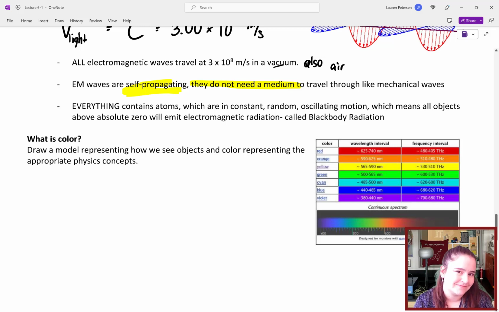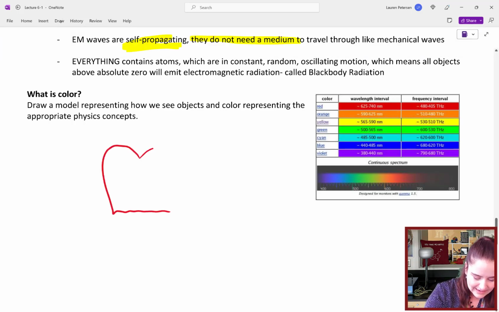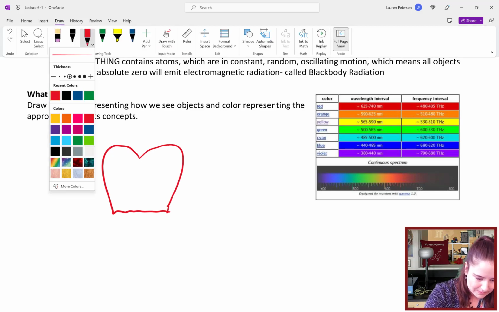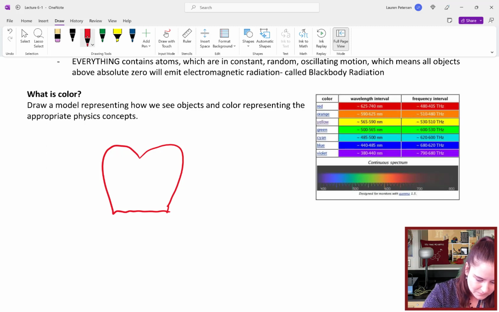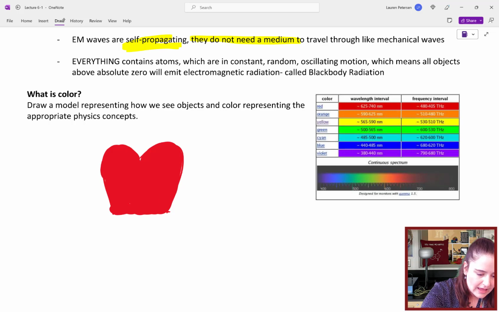But what about color? How do we understand color? I highly recommend you check out the Physics Girl video on what is color. It is absolutely amazing, and I will link it. But basically, say we are looking at a red apple. Okay, there is my red apple. Cool. And we'll go ahead and say it has a green leaf on it.